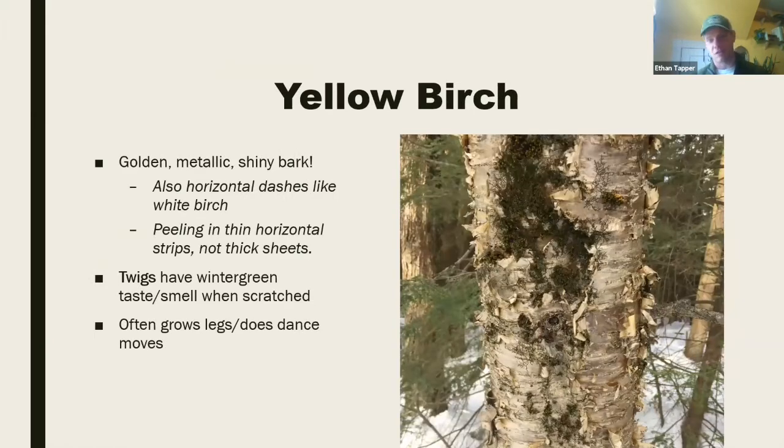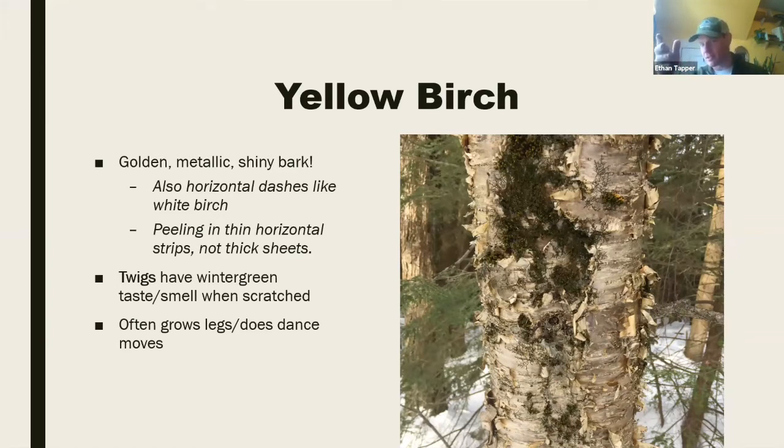So the cousin of paper birch is yellow birch. Yellow birch has a lot of similar characteristics. So basically you can just focus on the bark, just like white birch, except the bark, instead of being white and peeling in these big broad sheets, is metallic and golden and peeling in these thin little papery sheets. It's really shiny.